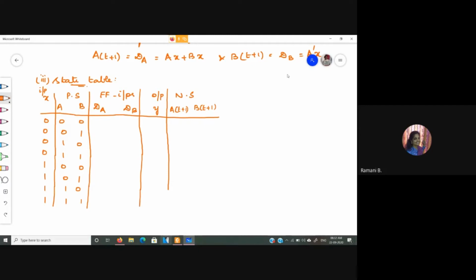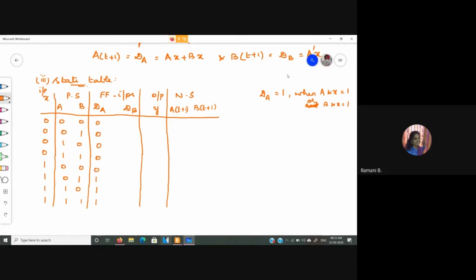Now we had the value of DA as AX plus BX. That means DA value will be 1 when A and X is equal to 1. For that condition, you will have DA to be 1. Or otherwise, if B and X is equal to 1, you will have the DA value to be 1. So with X and A equal to 1, we have 1 in these two places. And with B and X equal to 1, you have 1 in this particular place. All other places, it would be 0.